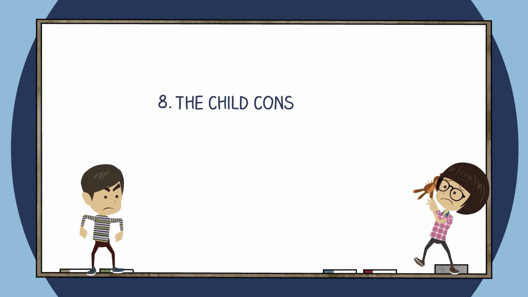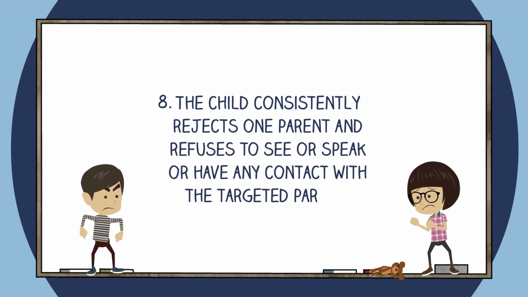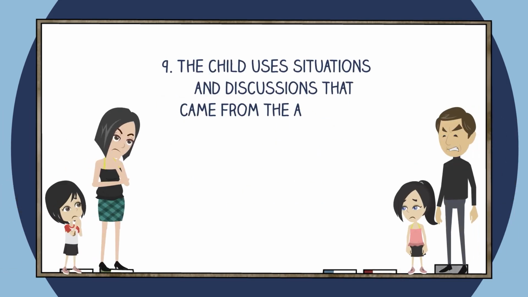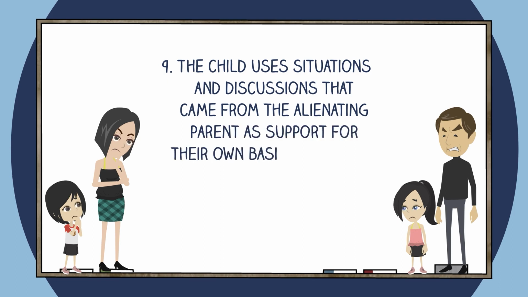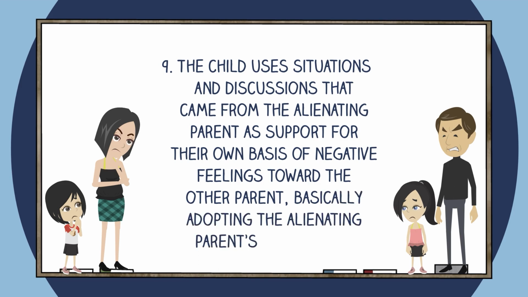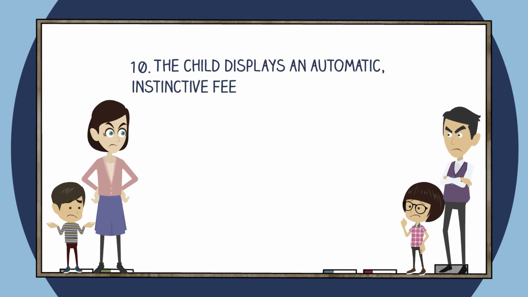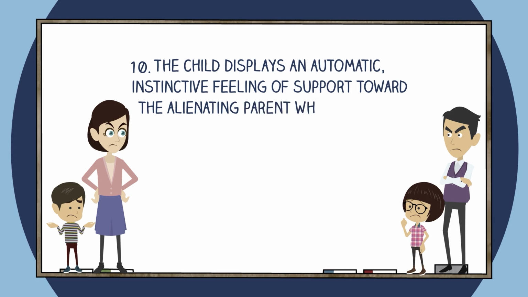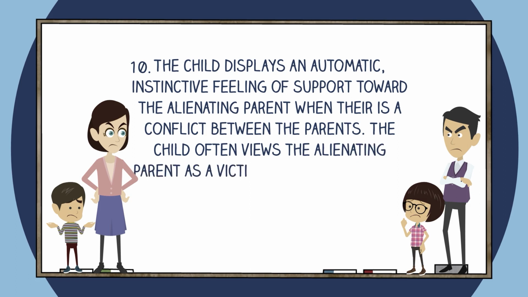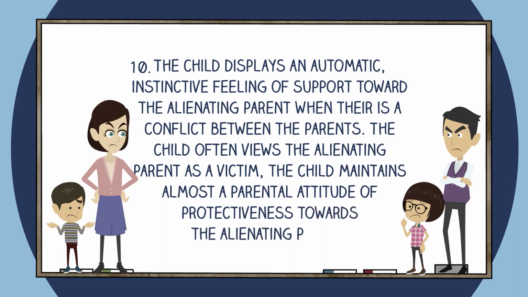8. The child consistently rejects one parent and refuses to see or speak or have any contact with the targeted parent. 9. The child uses situations and discussions that came from the alienating parent as support for their own basis of negative feelings towards the targeted parent, basically adopting the alienating parent's perspective. 10. The child displays an automatic, instinctive feeling of support towards the alienating parent when there is a conflict between the parents. The child often views the alienating parent as a victim. The child maintains almost a parental attitude of protectiveness towards the alienating parent.